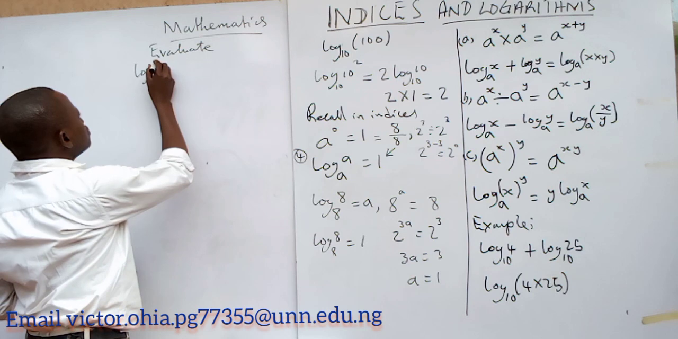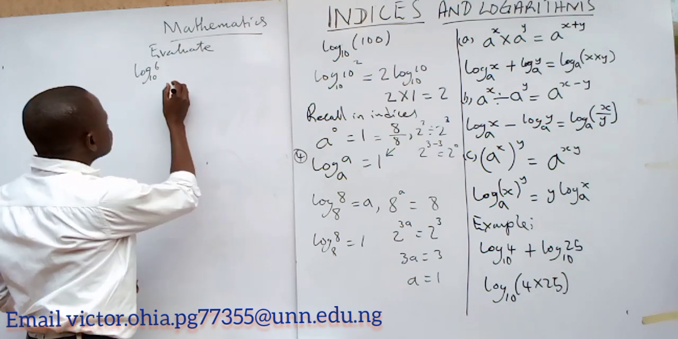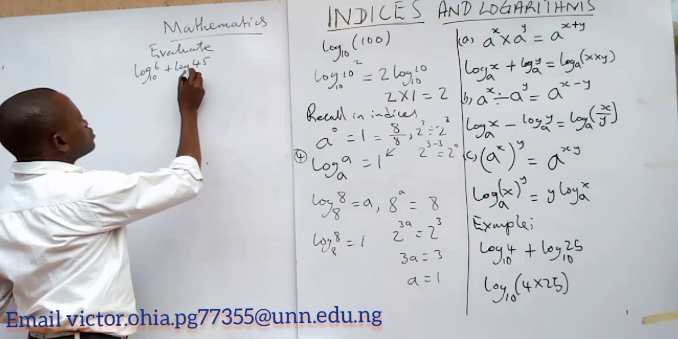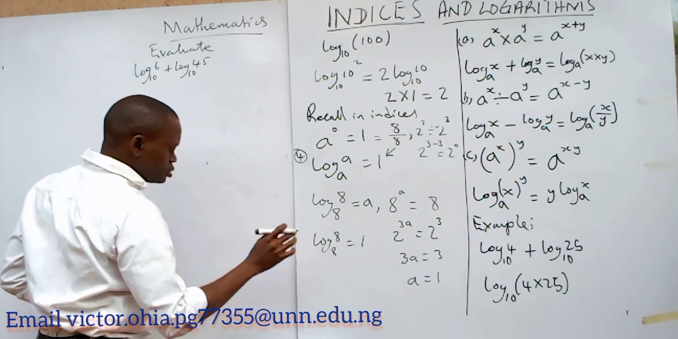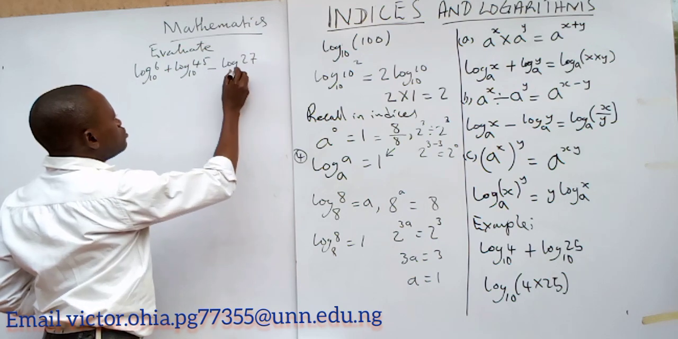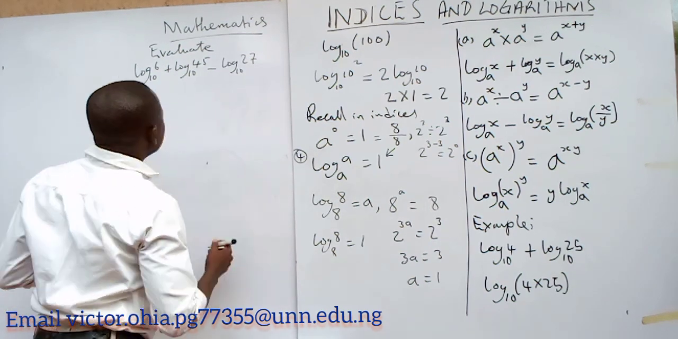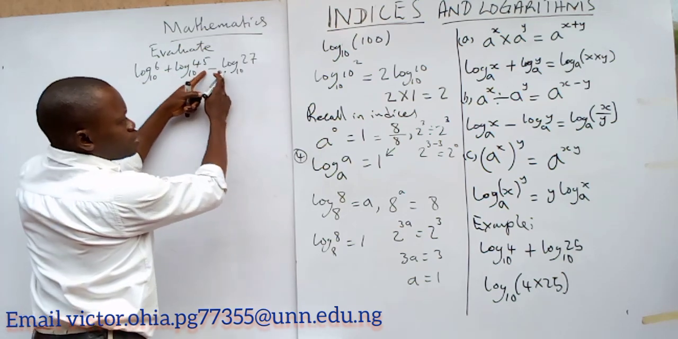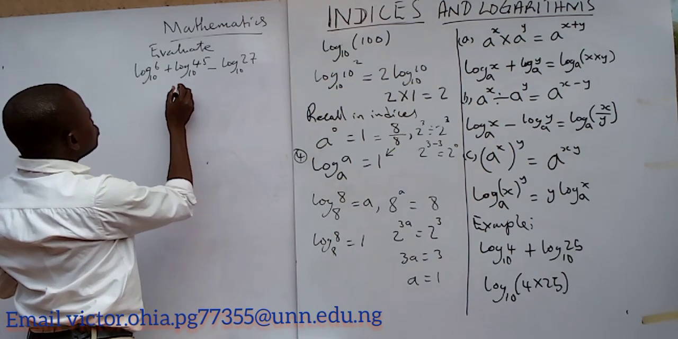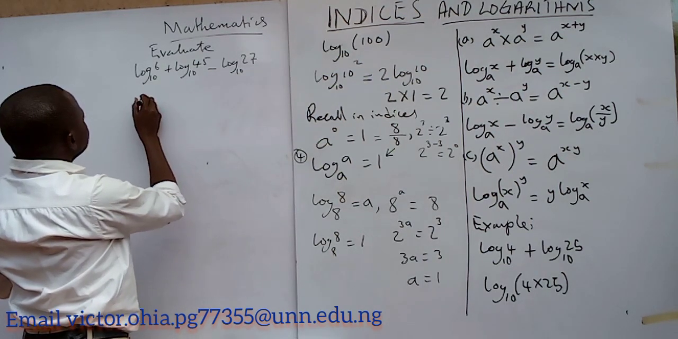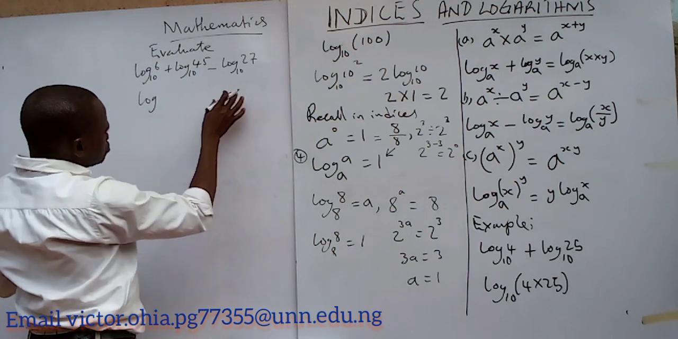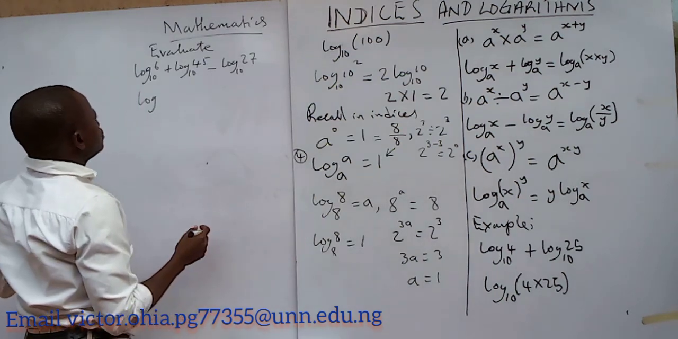I have log 6 base 10 plus log 45 in base 10 minus log 27 in base 10. Given to evaluate that, you see addition here and subtraction here. Since they are all in base 10, I'm going to have log. Of course, they have to be in the same base for this to be possible.